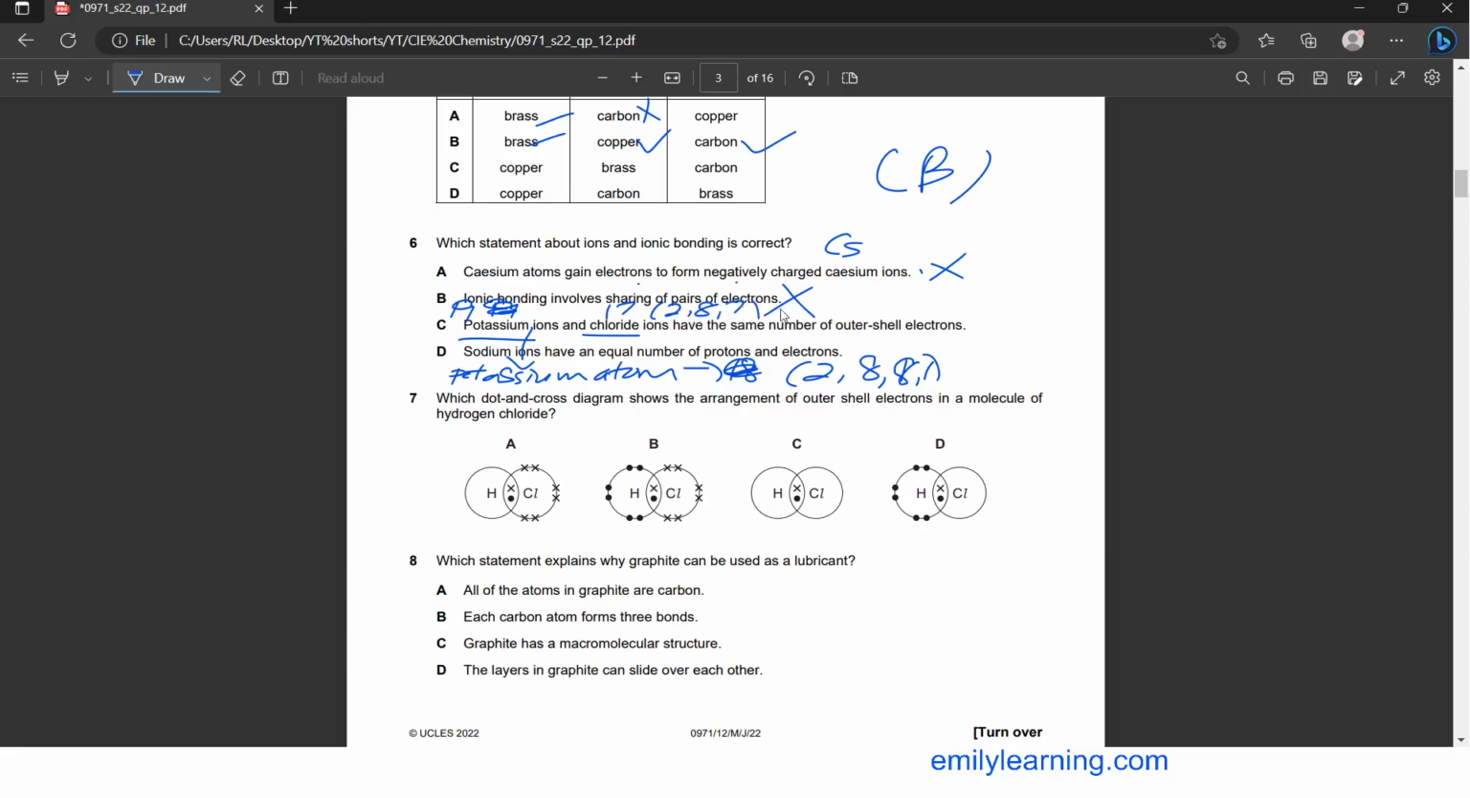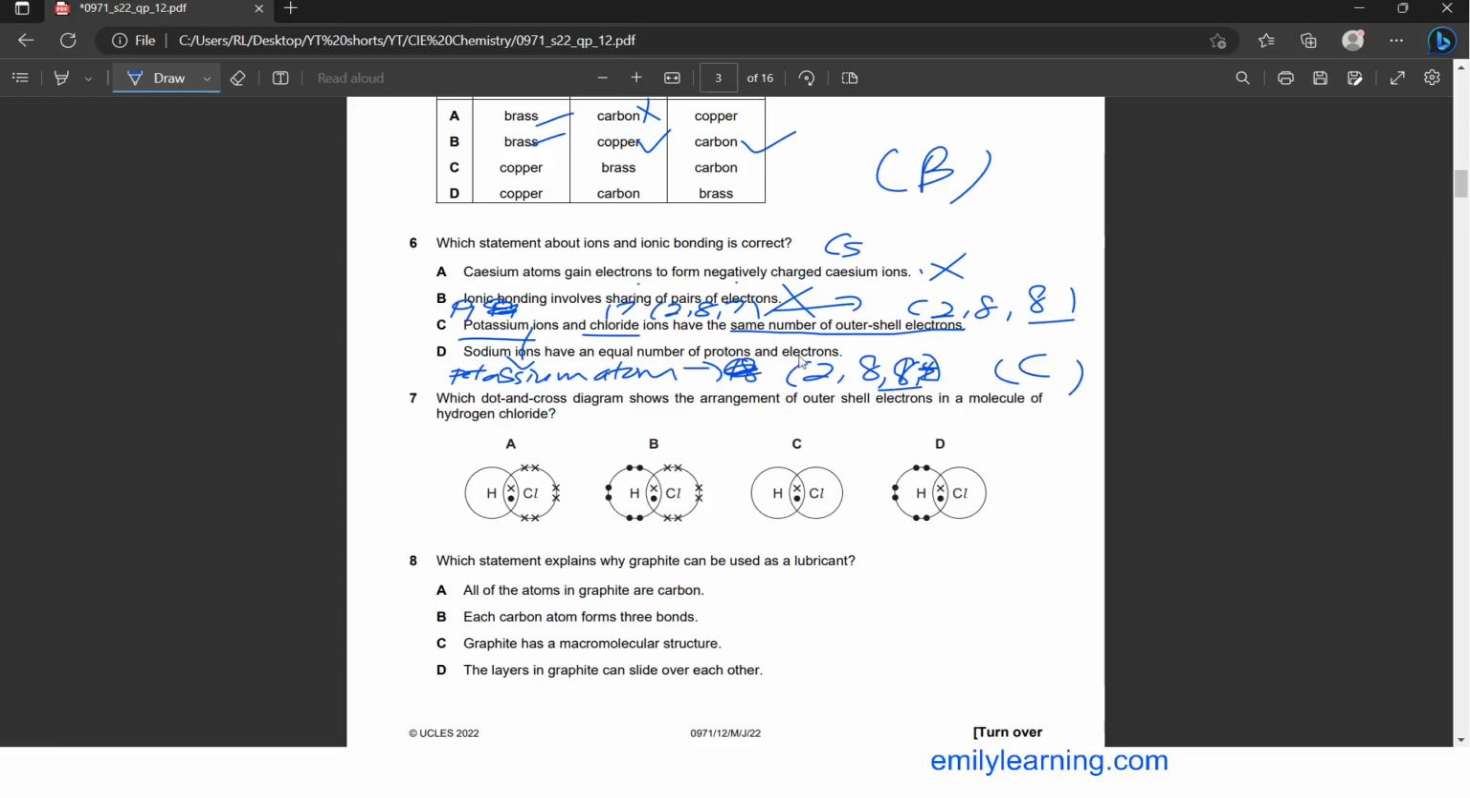But chlorine will gain 1 electron to become 2, 8, 8. Potassium will lose 1 electron to become 2, 8, 8 as well. So at the end of the day, they'll have the same number of outer shell electrons, which is 8. Ions usually have a stable octet configuration unless you're in period 1, where you will have a stable duplet configuration. So the answer for 6 is C.